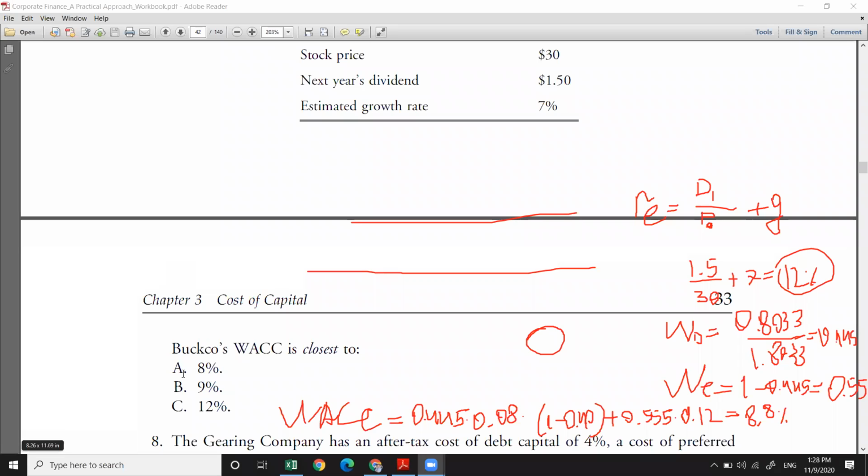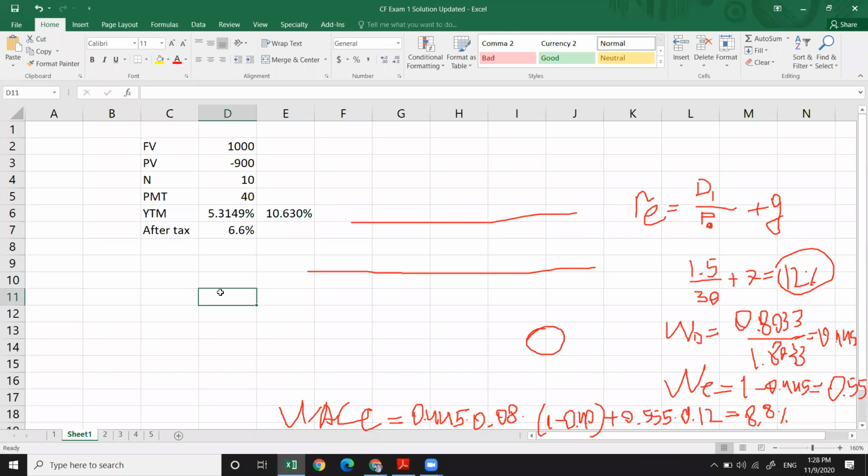So if you calculate in Excel, it should give you even 8.80 something. Let me do it quickly to show it to you. So 0.4045 times 0.08 times 1 minus 0.40 plus 0.55 times 0.12.